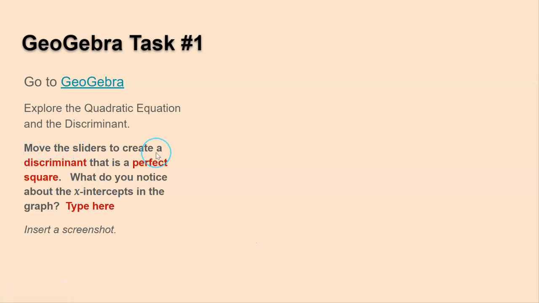On the first one, they're going to move the sliders to create a discriminant that is a perfect square. You might need to review that definition if they've forgotten, but perfect squares are where the sides of the square are integers and the area of the square is the perfect square. So what do you notice about the x-intercepts in the graph? They should type here and insert a screenshot of what they created.